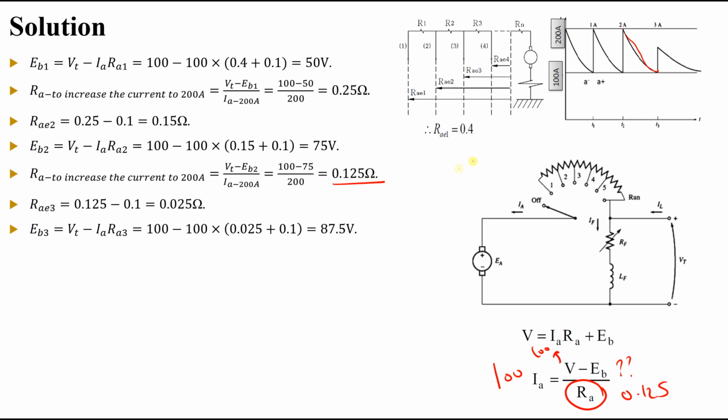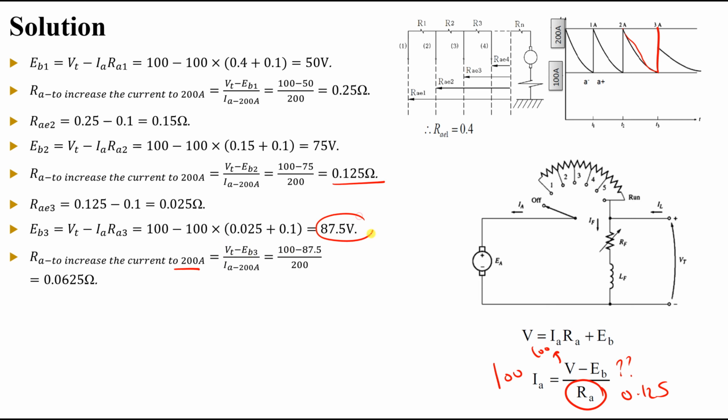Similarly, I would like to know what will happen next. At 200 ampere, what will be our resistance? So RA to increase the current to 200 amperes will be V terminal, which is 100, minus the new E back, divided by the current 200 amperes. So it gives us the new resistance 0.062. So for the current to go from here to here, we should have a resistance of 0.0625.